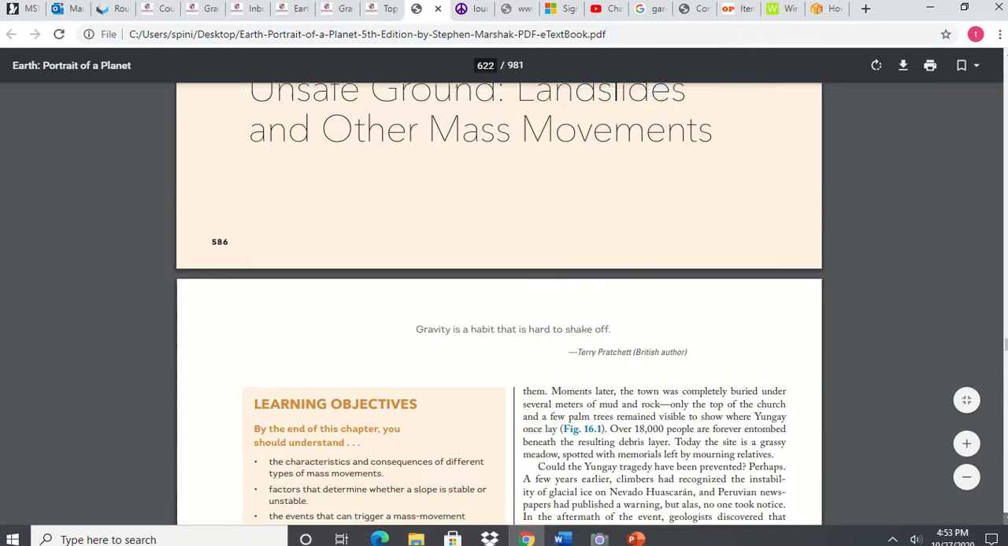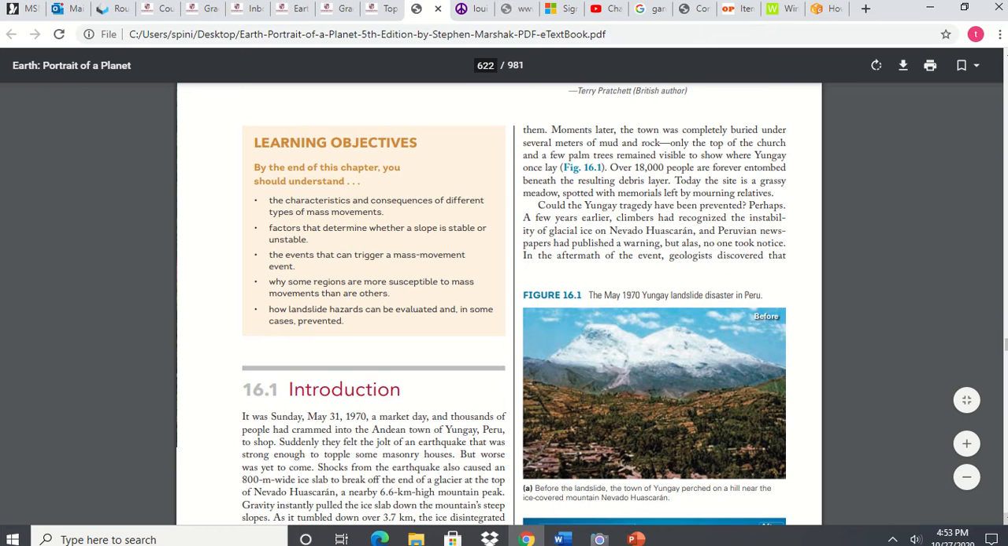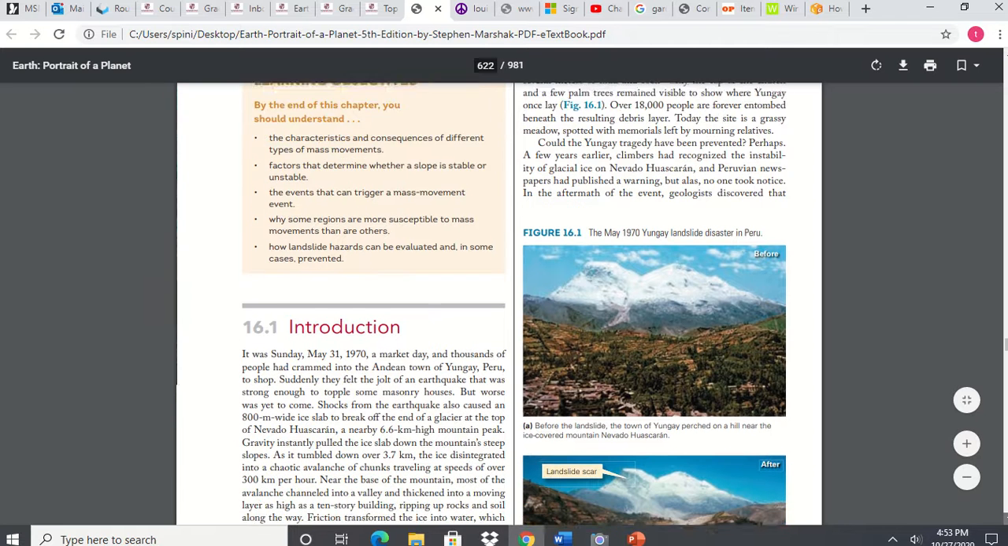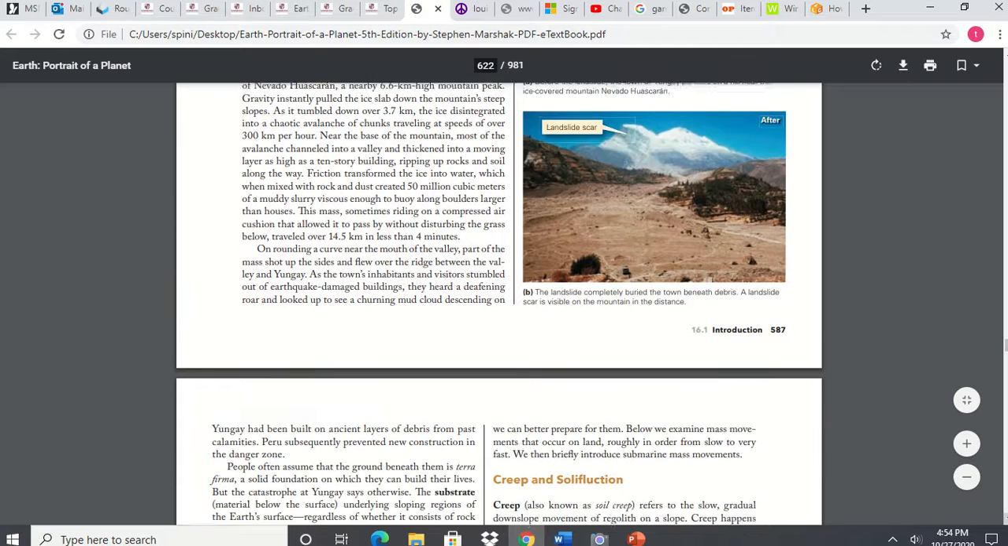It starts out with a story about a landslide that happens in Peru. There you can see the village and the mountain in the background, and then there's a terrible landslide, and the village is completely buried. So these kinds of things can happen. This one's quite excessive. Most of them are much smaller, but this is a big one, and quite a few people were killed. So it is a natural disaster. It is something we need to be aware of.